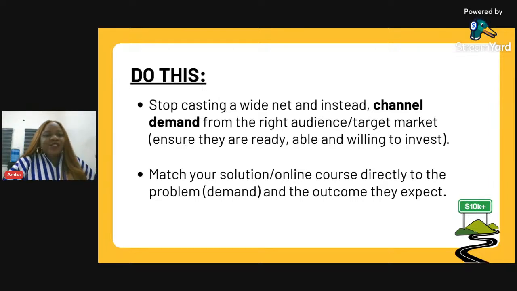So you do this. Stop casting a wide net and instead channel demand from the right audience or target market. Ensure these are people who are ready, able, and willing to invest. Those three yardsticks: ready, able, and willing. These are the people who are highly invested and will pay you.